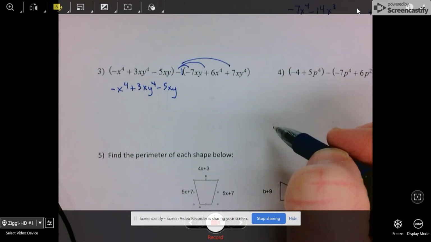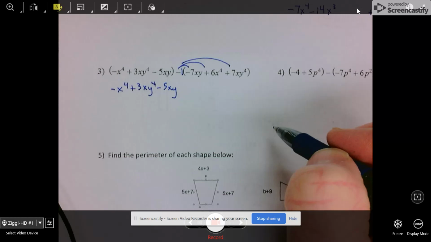Now I can go ahead and find my like terms. I'm just going to start here. Beginning, there's negative x to the 4th. That's the same as -1. And negative 6x to the 4th. That gives me negative 7x to the 4th.